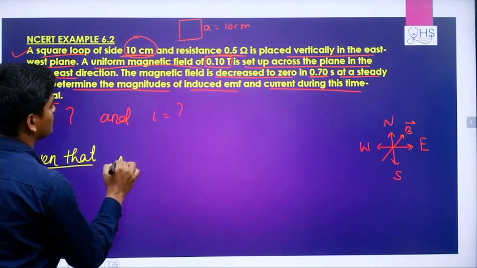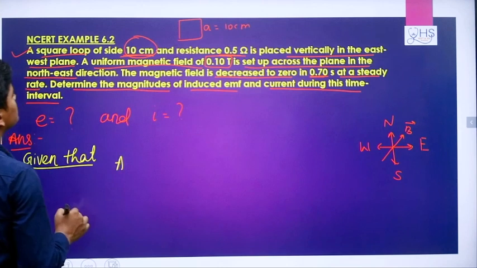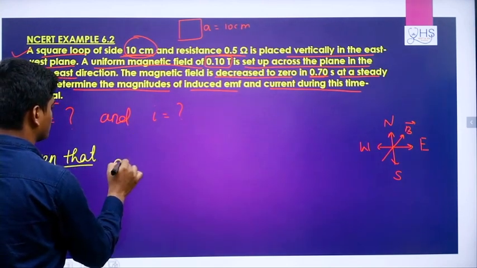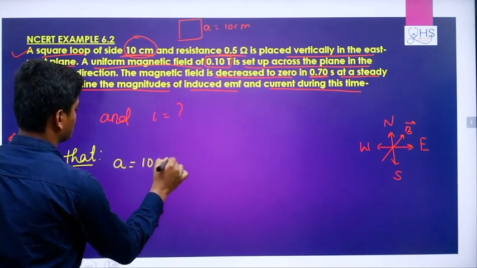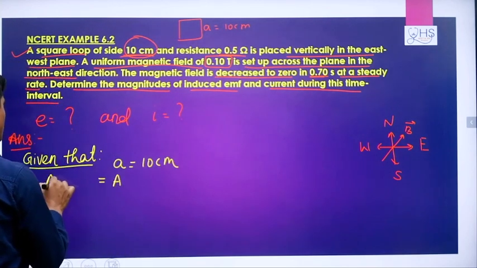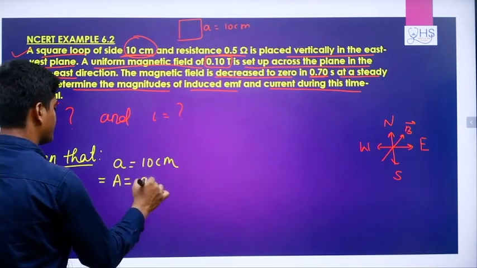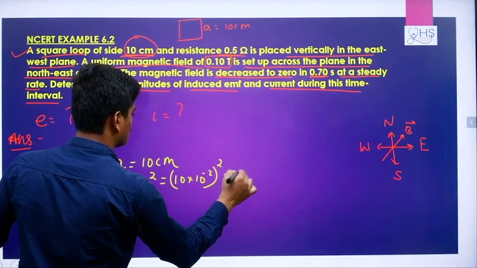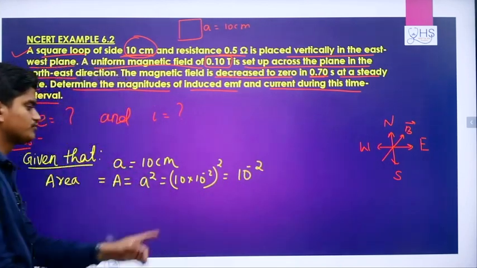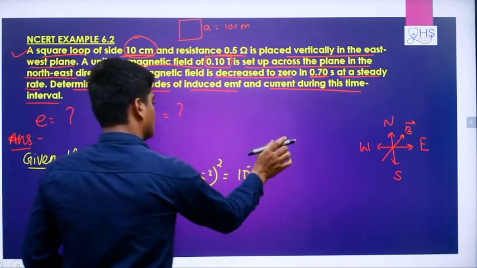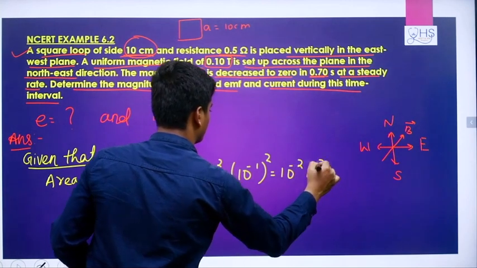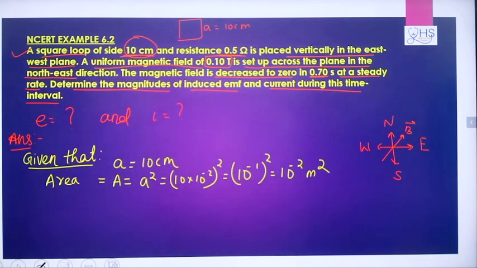Area is not given directly, so the side is given. So side means you can write small a is 10 centimeter, and the area you write directly. If it is a square, the area of the square is a squared, so 10 into 10 to the power minus 2 squared, which is 10 to the power minus 2 meter squared. So area is given.